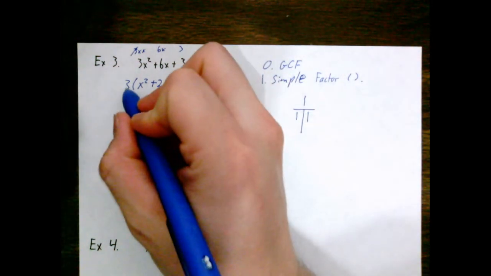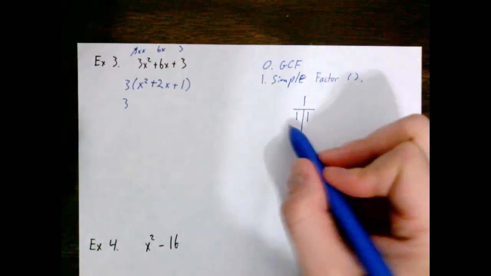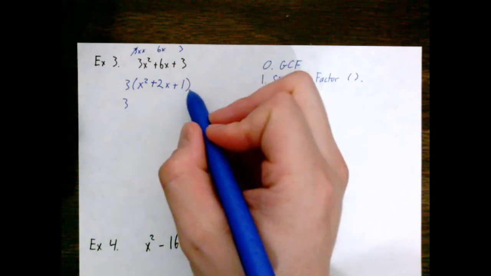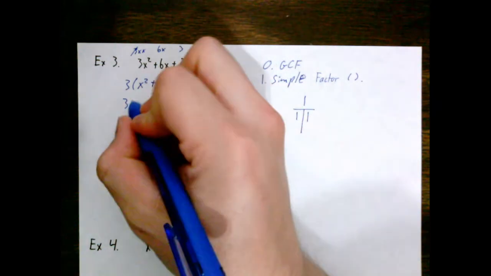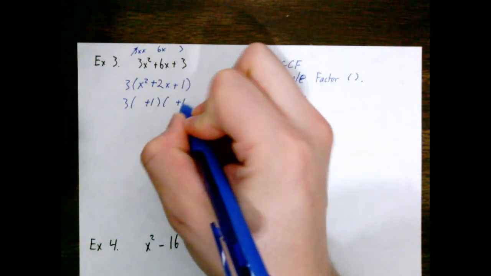Okay, so we bring down our GCF, 3. Our 2 factors we have to use are 1 and 1 because those are only options. Does that work? 1 plus 1 is 2. Cool. 1 times 1 is 1. We're good to go. So plus 1, plus 1.